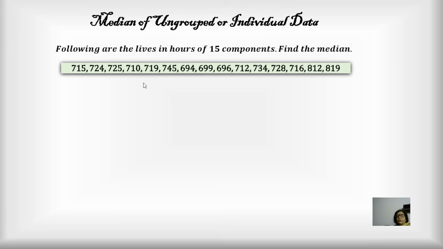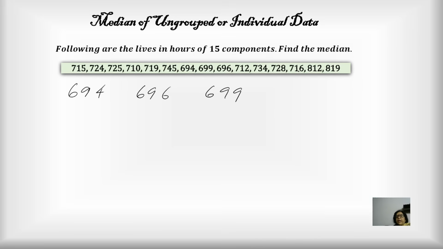In these types of questions where it is ungrouped or individual data, the numbers may not always be that great, so we have to arrange the data in ascending order. Looking at this, you have some numbers starting from 7, some from 6, some from 7 again, some from 8. So obviously the least values start from 6. The least value is 694. Then we have 696. Then we have 699.